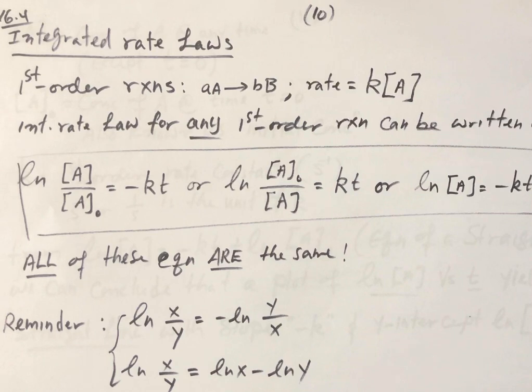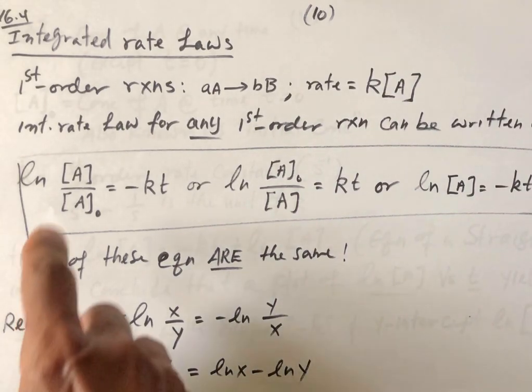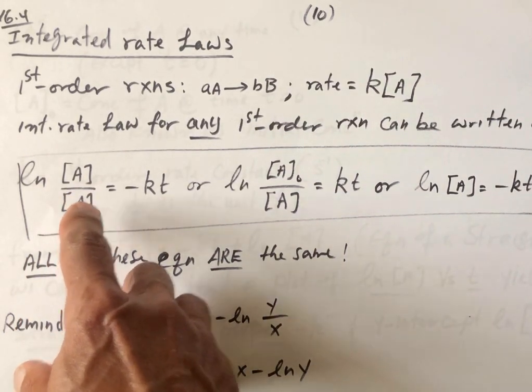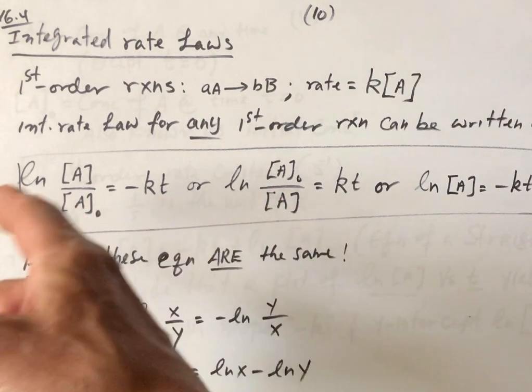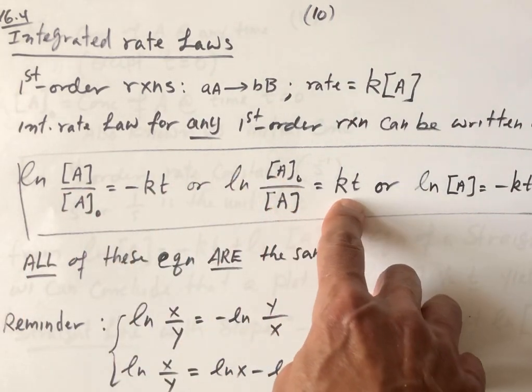There are three forms of the integrated rate law for the first order reaction that I have presented here. Basically they are the same equations. That's what I want to emphasize here. They are not different equations. They are the same, merely expressed in different forms. For example, the first has A on top and A0 at the bottom. In the second one, when we flip this ratio, the negative sign disappears.